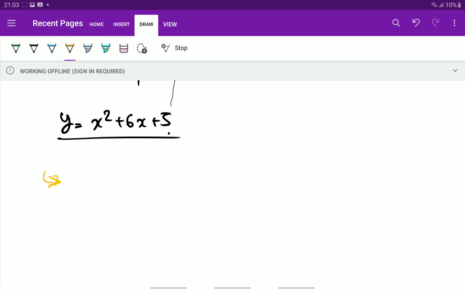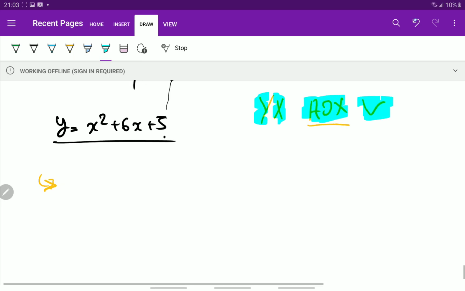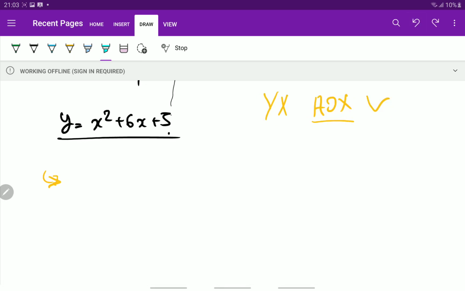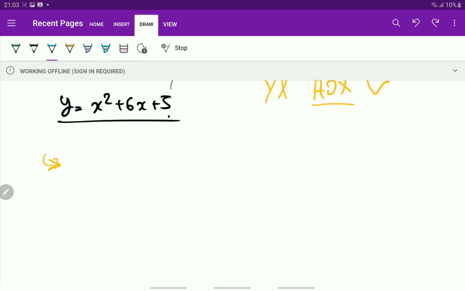What you want to first do is this simple rule that I've created for myself, which is the y x a o x v with the underline on a o x. So first find the y-intercept, the x-intercept, the axis of symmetry, and the vertex. We'll highlight them as we go.